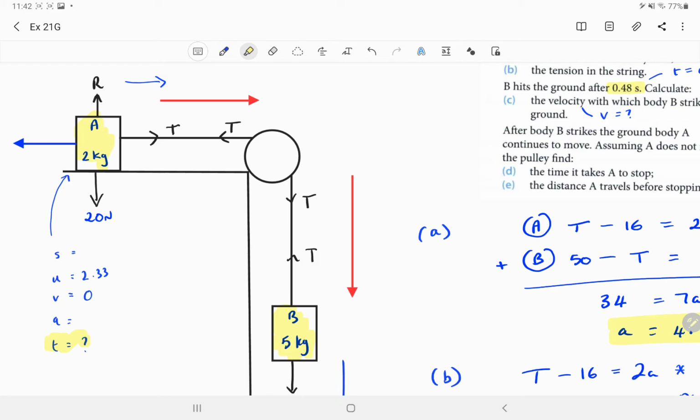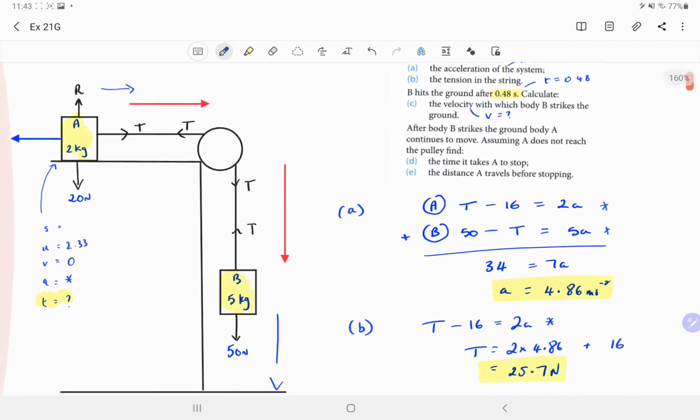In SUVAT, we only have 2 bits of information, but there is one other thing we can calculate, and that is the acceleration. Now, how do we calculate the acceleration of object A when it's coming to rest? First thing I want you to think about is, if something is coming to rest, the acceleration is going to be negative. So let's go down to my working out.